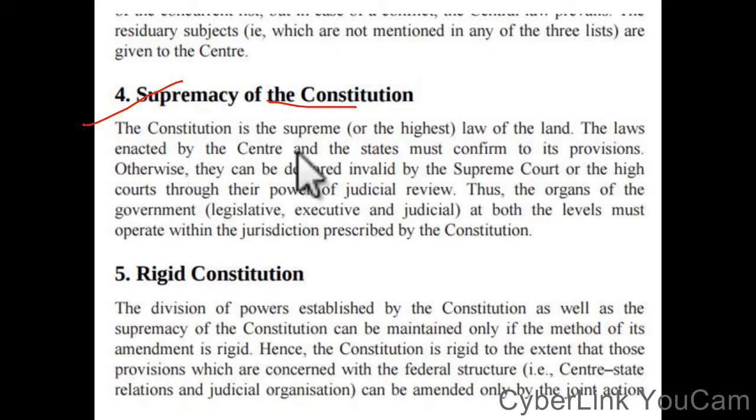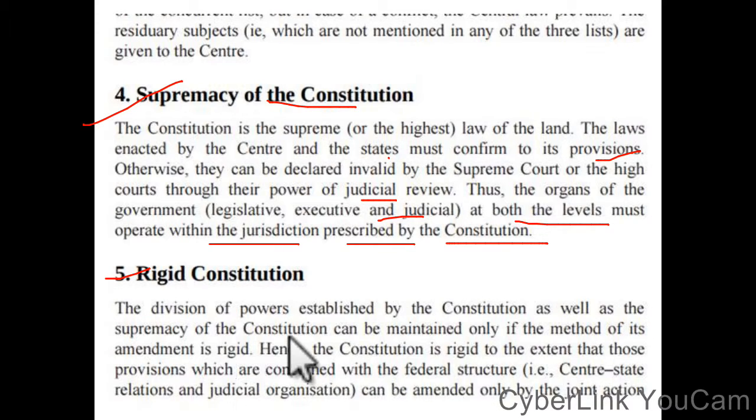Supremacy of the Constitution. The Constitution is the supreme law, the highest law of the land. The laws enacted by the center and the states must conform to its provisions. Otherwise, they can be declared invalid by the Supreme Court or High Courts through their powers of judicial review. Thus, the organs of the government, legislative, executive, and judicial, at both levels must operate within the jurisdiction prescribed by the Constitution.